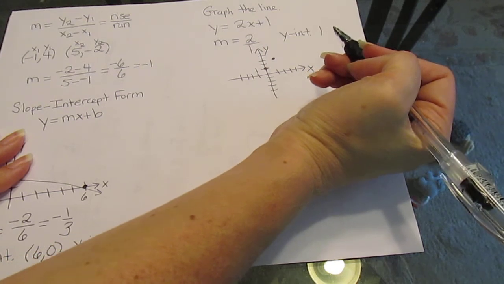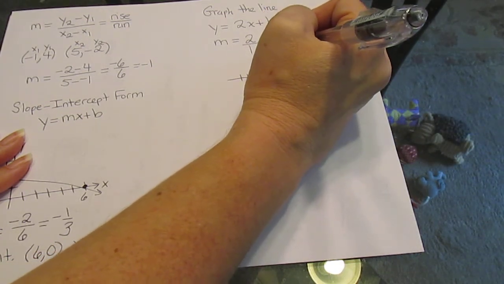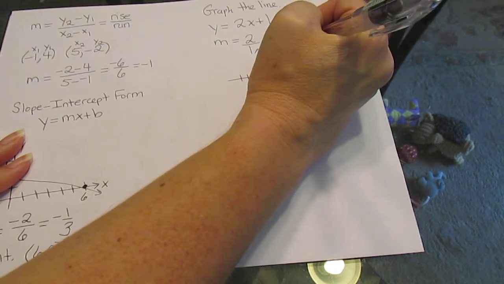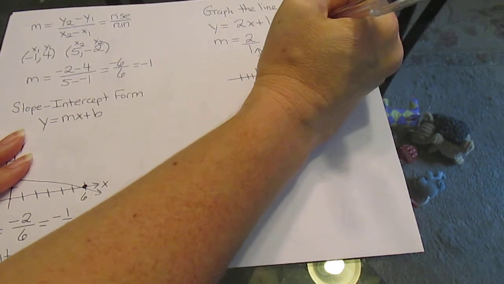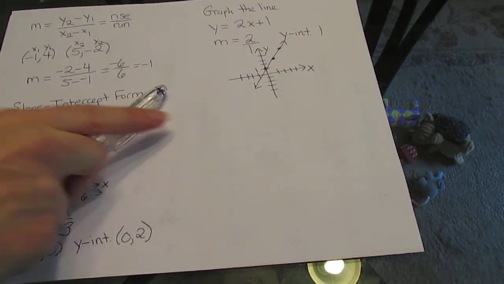Okay, and then you can do that again if you want to. Up 2 over 1. And you can connect your points to make a straight line. And that concludes section 1.3.